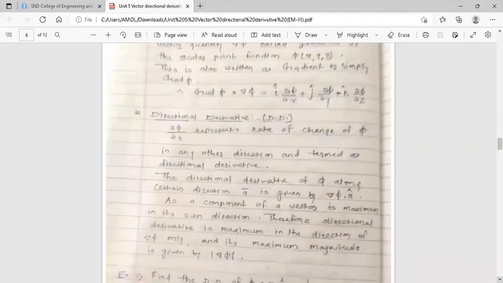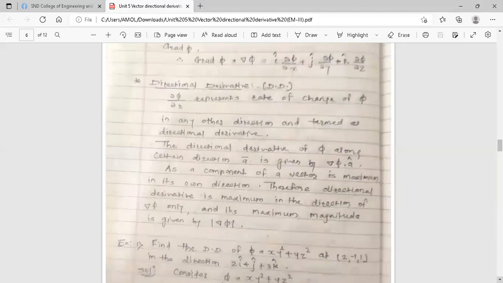Now next is the directional derivative. Here del phi by del r, where phi is a scalar point function, represents the rate of change of phi in any direction, and it is termed the directional derivative. The directional derivative of phi along a certain direction a bar is given by grad phi dot a cap. A cap is the unit vector in the direction of a bar.